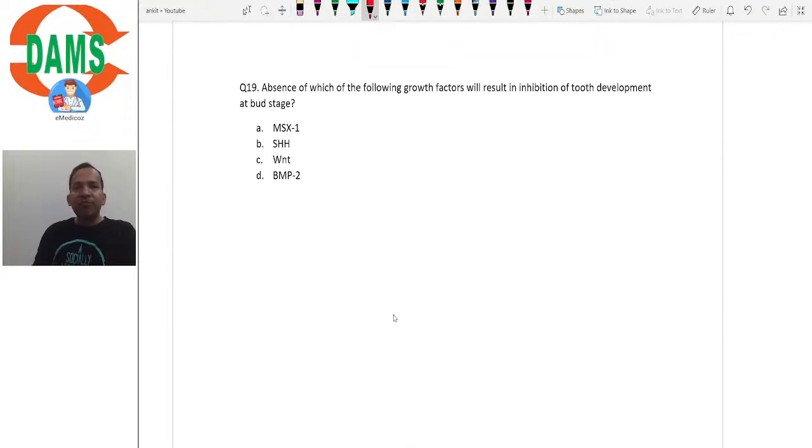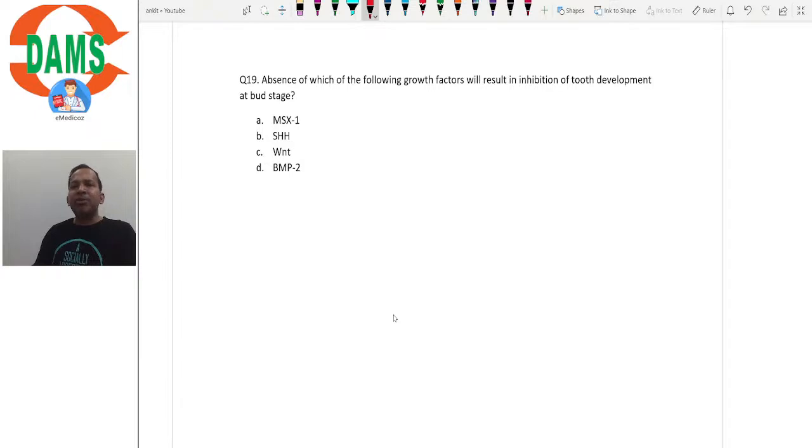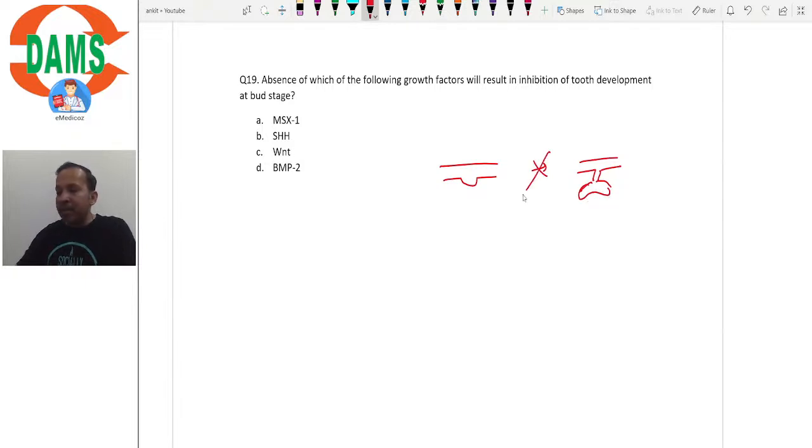So absence of which of the following growth factors will result in inhibition of tooth development at the bud stage? तो ये bud था, यहां से cap बनना था, but this got inhibited. So absence of which of these factors will inhibit the development of bud into a cap stage?